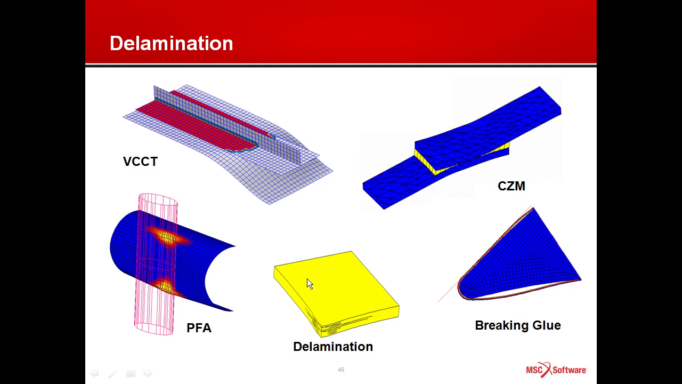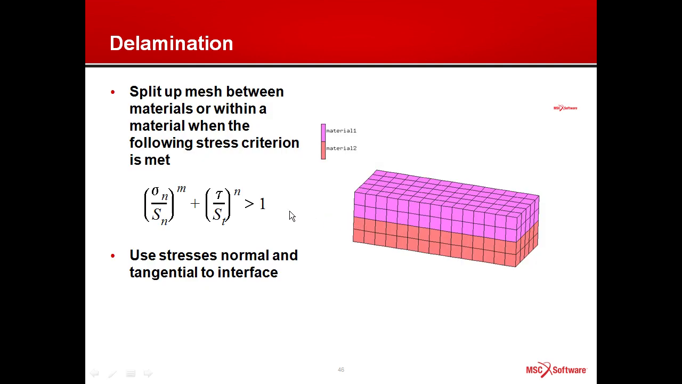One last method I want to present is delamination, stress-based. This method actually uses the same stress criteria you saw earlier with breaking glue, but it's a lot more powerful. In the breaking glue method, you had to know ahead of time where the delamination will occur. You put a glue joint right there. In this delamination method, you don't have to know ahead of time where the crack is going to go. Wherever the stress criterion is met, anywhere in the mesh, the program will go ahead and split the elements for you.